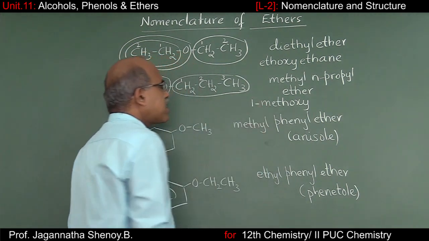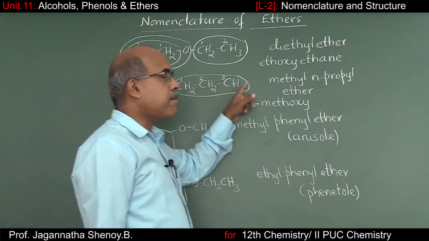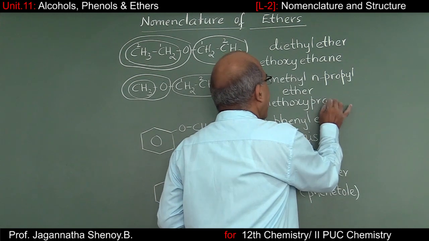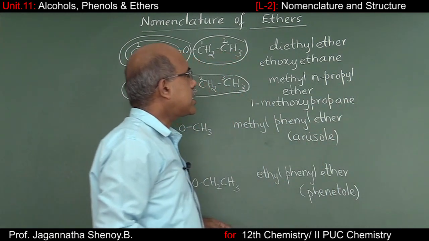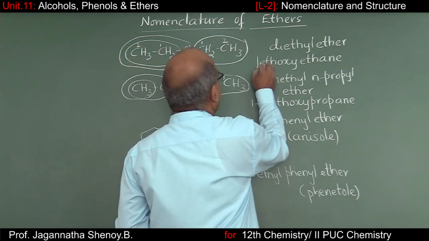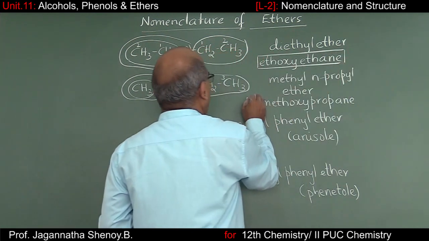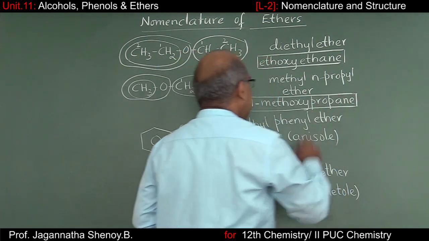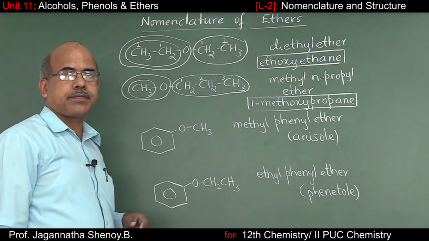That's why, to be very specific, I'll write it as 1-methoxy. What is the name of the parent hydrocarbon? It is propane. So 1-methoxypropane. So this is the IUPAC name. So the IUPAC name, I'm going to write it in the box. So here the IUPAC name is 1-methoxypropane.